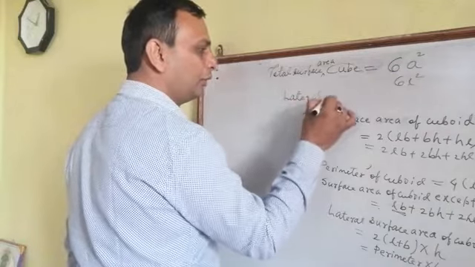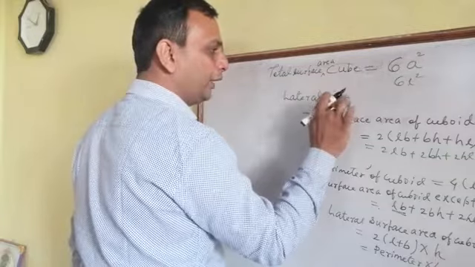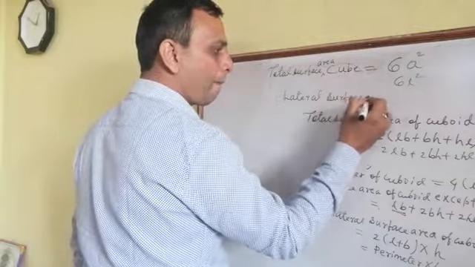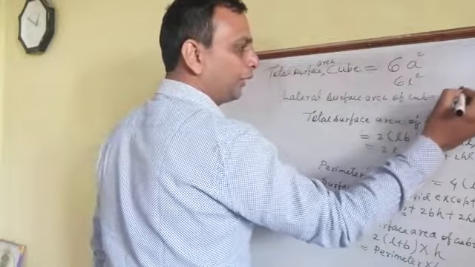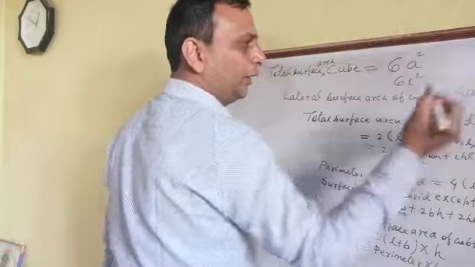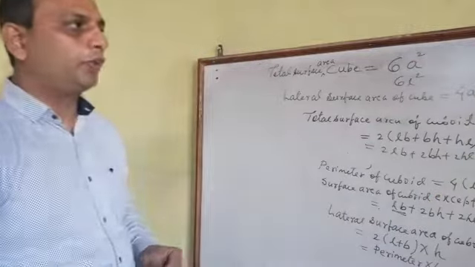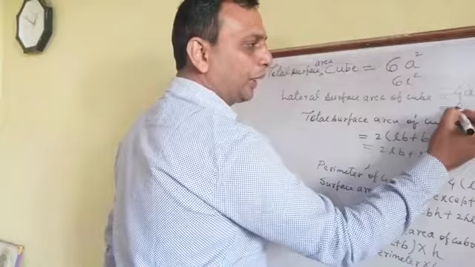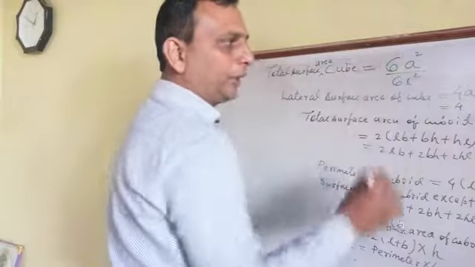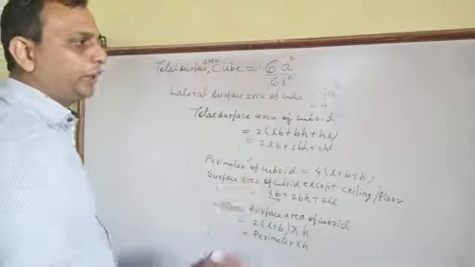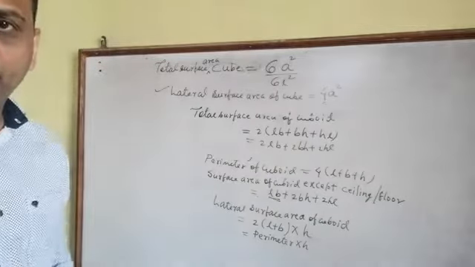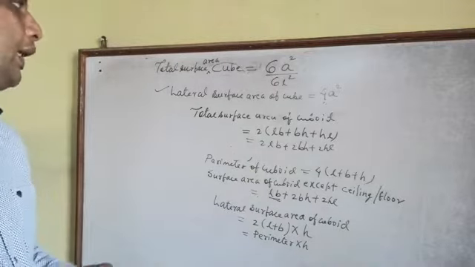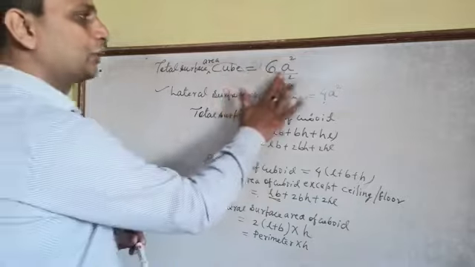lateral surface area of cube is equal to 4a square. 4a square is the formula for the lateral surface area, or 4l square. Either you can use 6a square or 4a square. Lateral surface area of cube will become 4a square. This is the formula for lateral surface area of cube. Lateral surface area of cube is 4a square, and the total surface area of cube is 6a square.